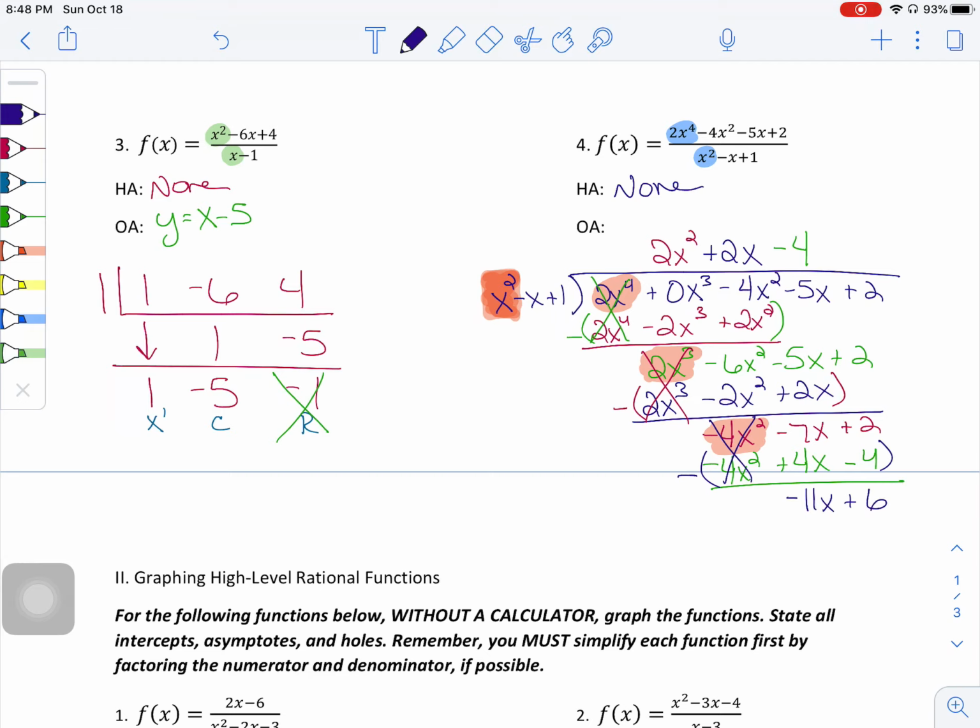So I can't do any more division because I've run out of polynomial. And if I try to take negative 11x and divide by x squared, it's going to become fractional. So this end piece down here is your remainder. But since the remainder doesn't matter for our oblique or other asymptotes, we're not going to use it. What we're going to say here is that the oblique asymptote, I'm sorry, I keep saying oblique, it's the other asymptote, is y is equal to 2x squared plus 2x minus 4, which is this answer from the top part here.